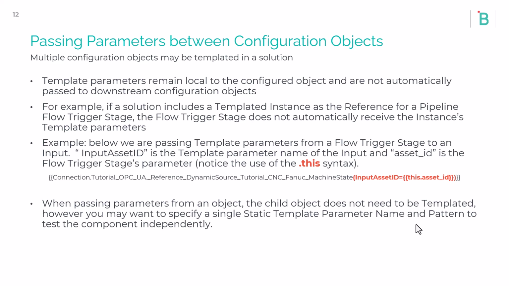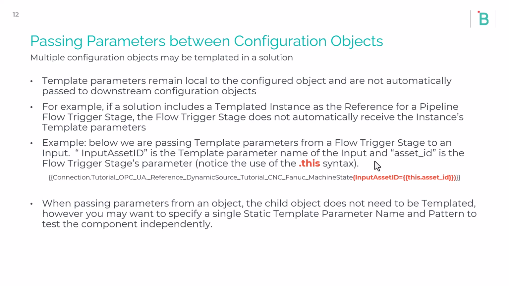And we're using the this dot syntax to do that. So we have a parameter name that's been defined and is being used on the connection input. In this case, the upstream configuration object. And then we have the asset ID that's perhaps associated with a statically defined pattern or a pattern that's being obtained from a dynamic reference, a SQL query perhaps, and we pass that down to the connection input.